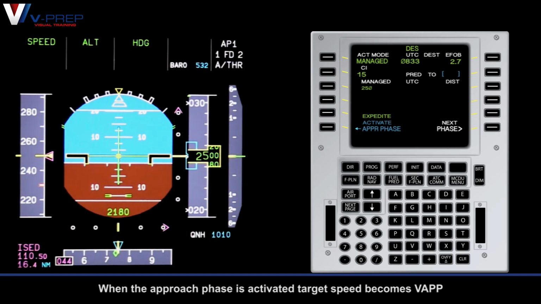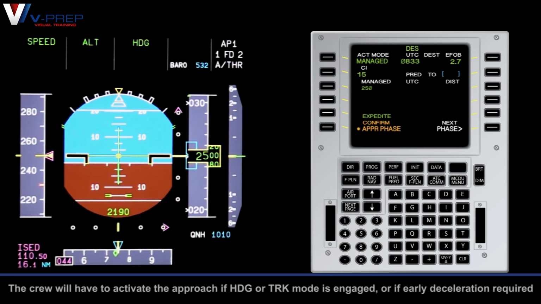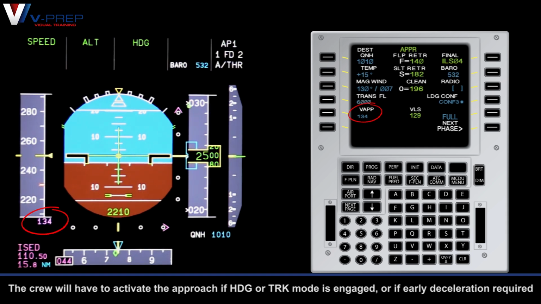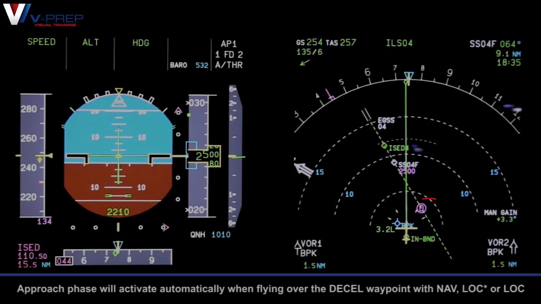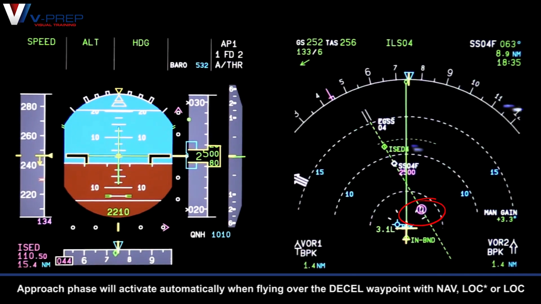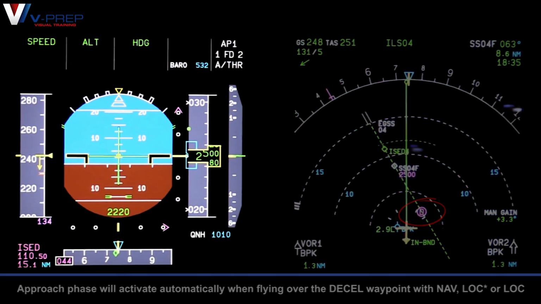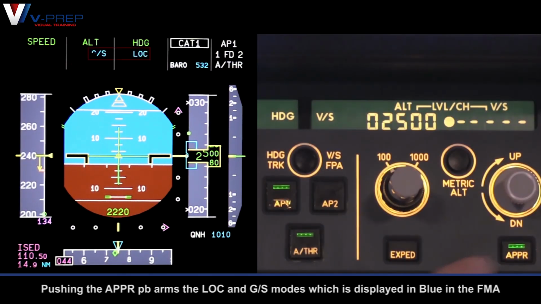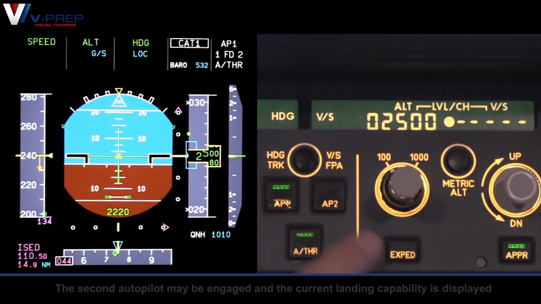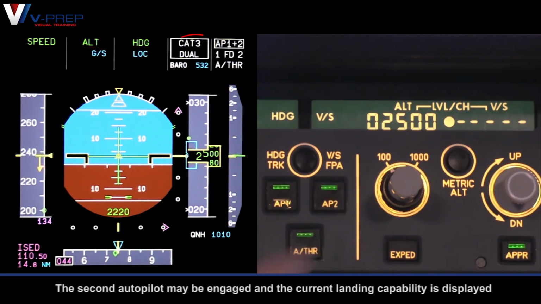When the approach phase is activated, target speed becomes VAP. The crew will have to activate the approach if heading or track mode is engaged, or if early deceleration is required. Approach phase will activate automatically when flying over the decel waypoint with NAV, LOC*, or LOC. Pushing the approach push button arms the LOC and glide slope modes, which are displayed in blue in the FMA. The second autopilot may be engaged and the current landing capability is displayed.